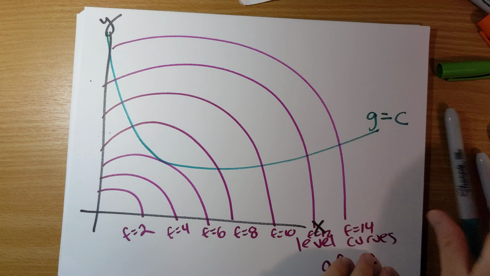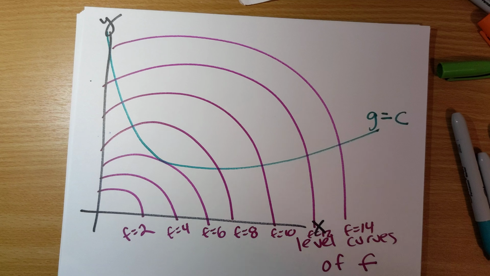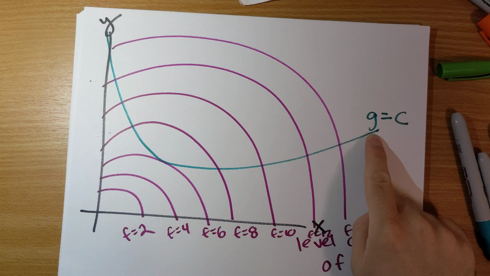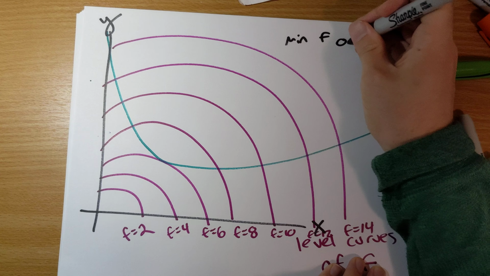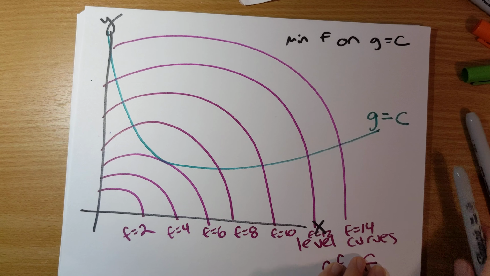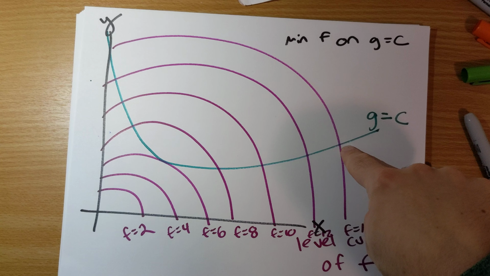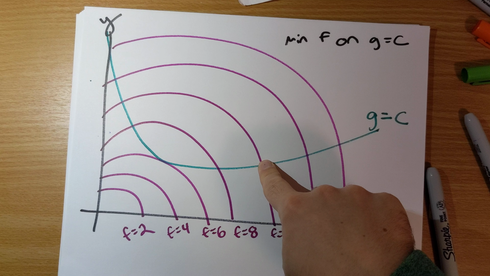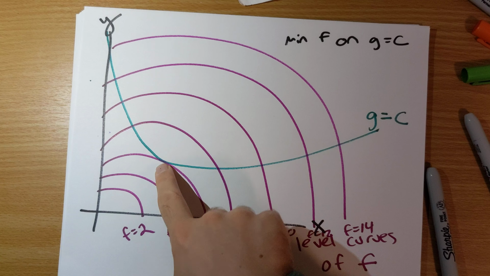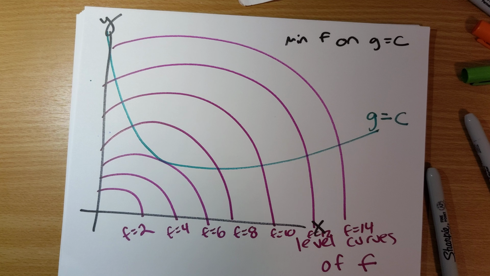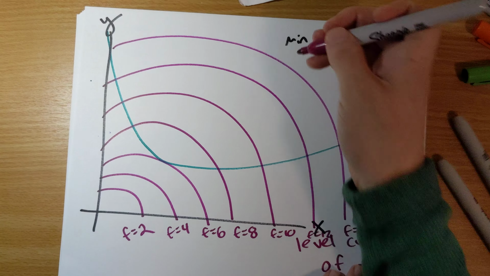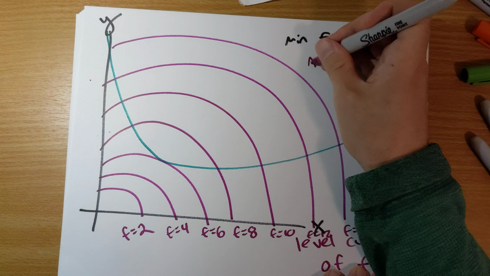Let's ask the question, what's the smallest? We want to minimize f on g is equal to c. Well, right here, this is f is 14, this is f is 12, that's smaller, this is f of 10, that's smaller, this is f of 8, that's smaller, f of 6, this looks like this is the best that we can do right here. So the answer is 6.